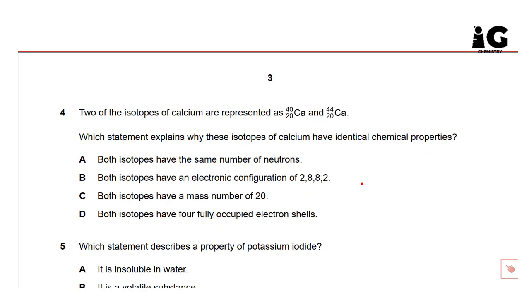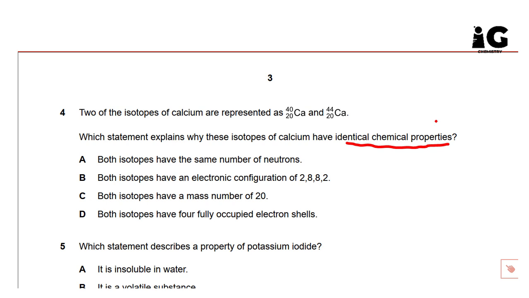Number 4. Two of the isotopes of calcium are represented as calcium 20 40 and calcium 20 44. Which statement explains why these isotopes of calcium have identical chemical properties? So actually, guys, remember all the time, chemical properties are usually related to the number of electrons in the outermost shell, because it determines the behavior of the atom.